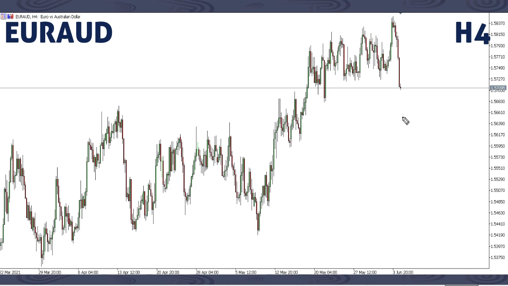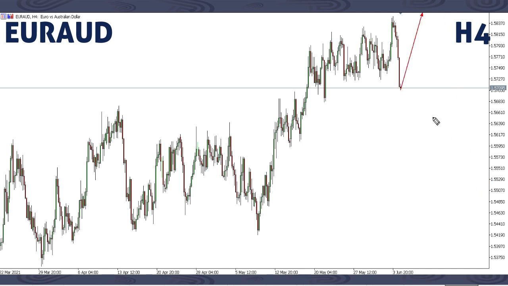This is EURAUD, and the structure here is a little bit tricky, but based on what we are getting here, the highest chance is we might move like this. We might move up, breaking previous high, and then later, after this up move is completed, we should be getting a down move.